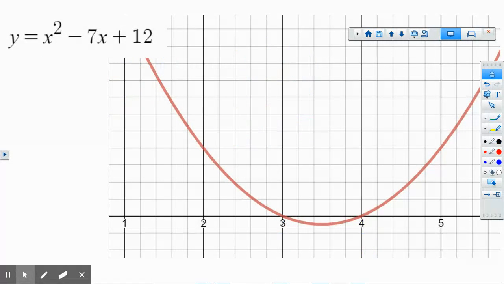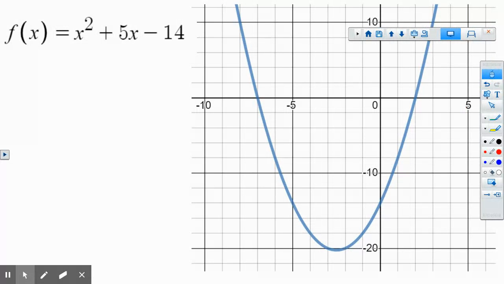Now on the next one, I'd like you to try it first. So take a moment, pause the video, and see if you can come up with the factored form of x squared plus 5x minus 14. Pause the video and try it on your own first before I do it. Okay, I hope you tried it.